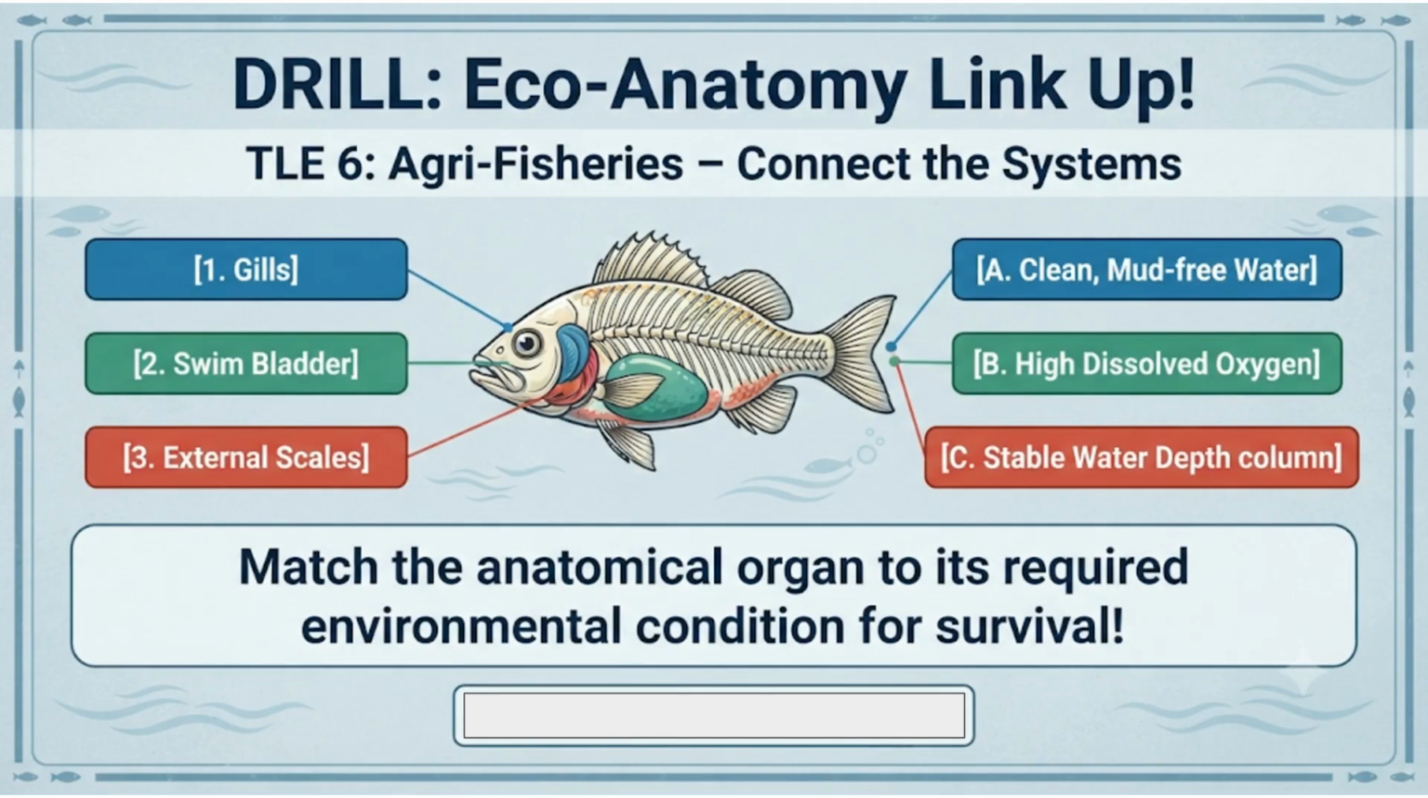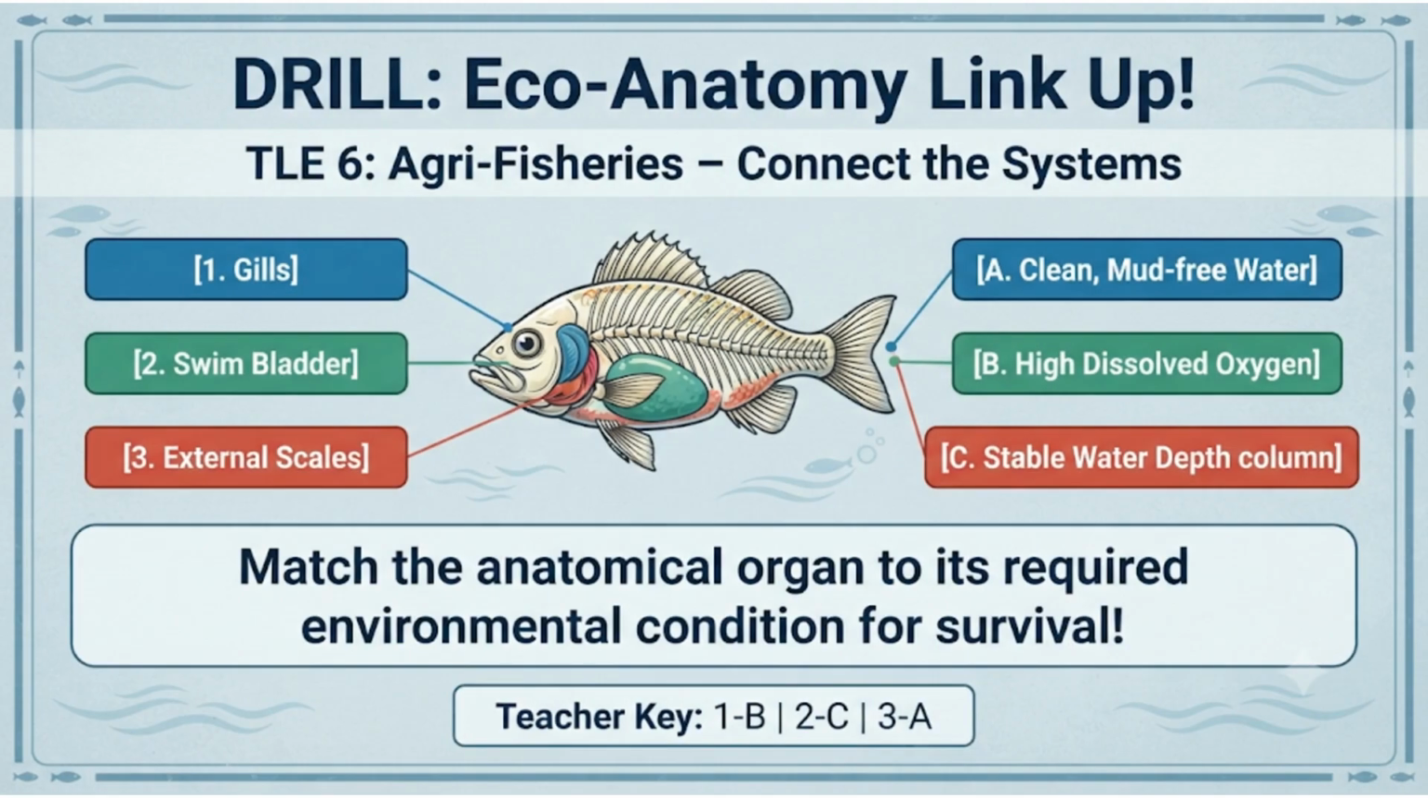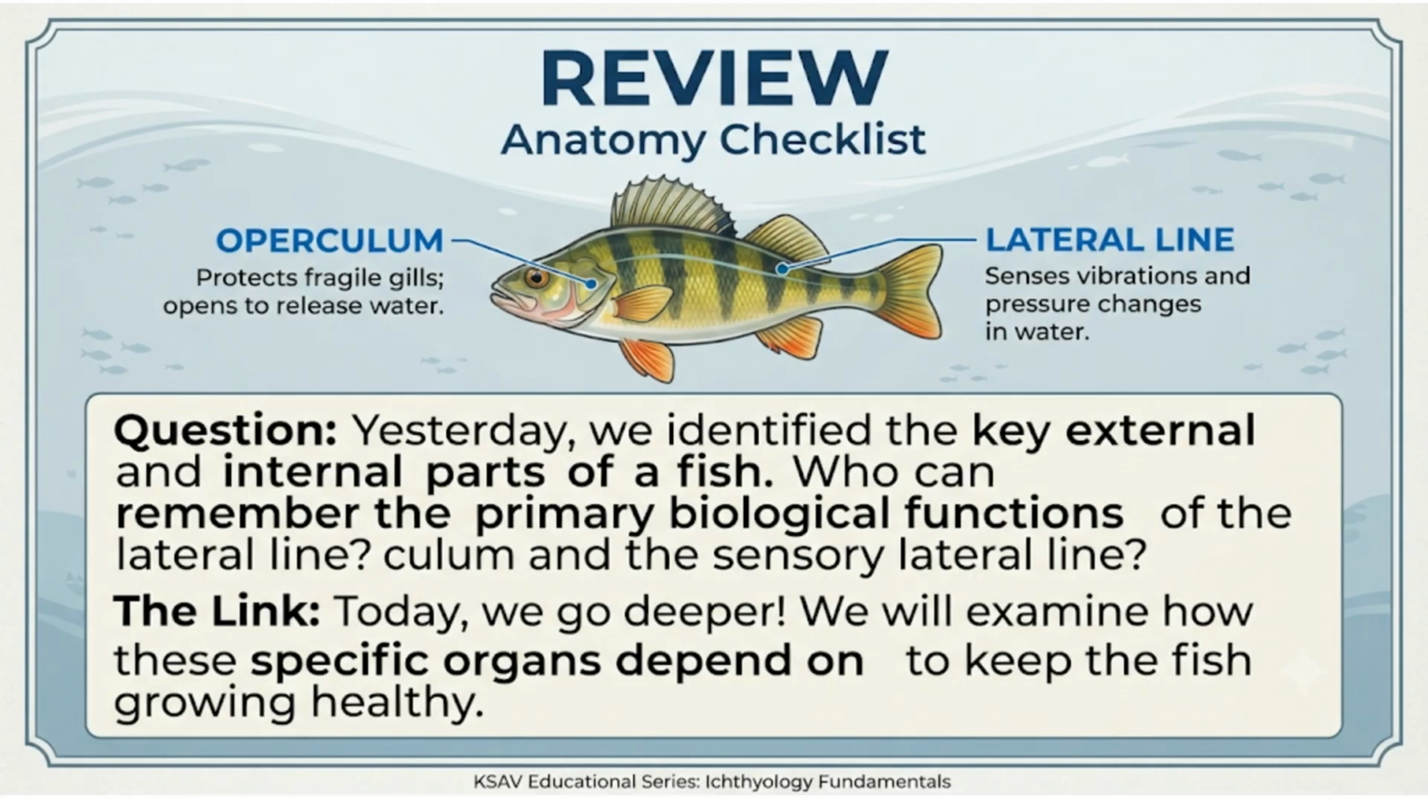Let's test your knowledge. Can you match the fish's anatomical organs to the correct environmental conditions needed for their survival? Think about what each part does. Here is the answer key. The gills require high dissolved oxygen, the swim bladder relies on stable water depth, and external scales thrive in clean, mud-free water. In our previous session, we identified the key parts of a fish.